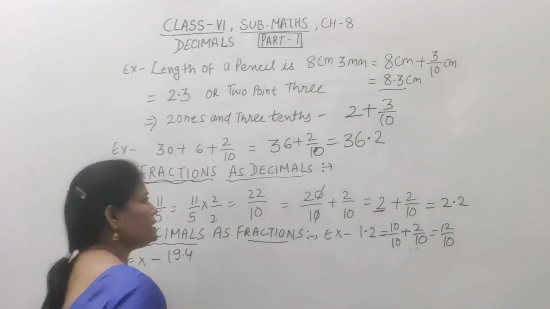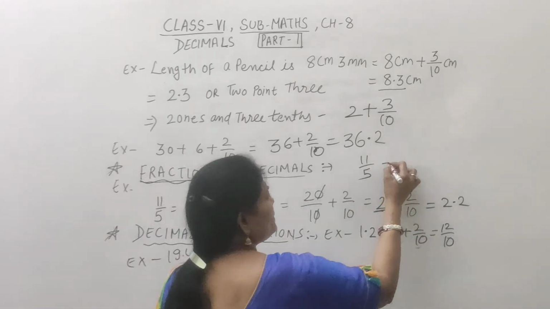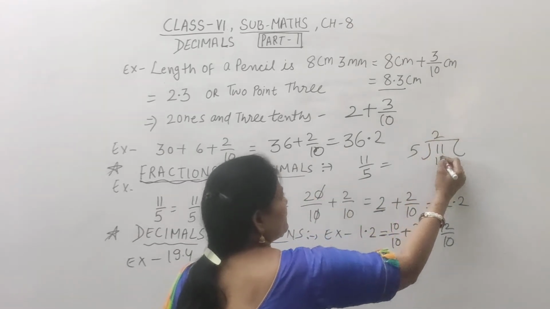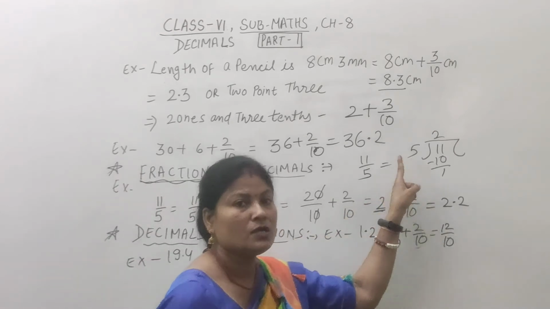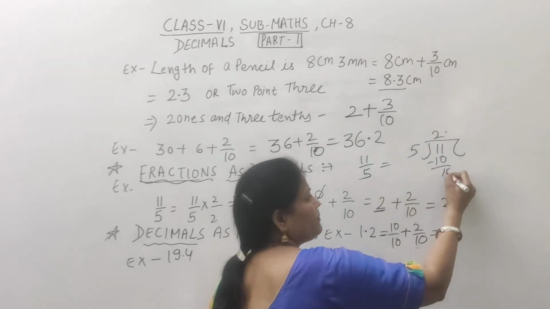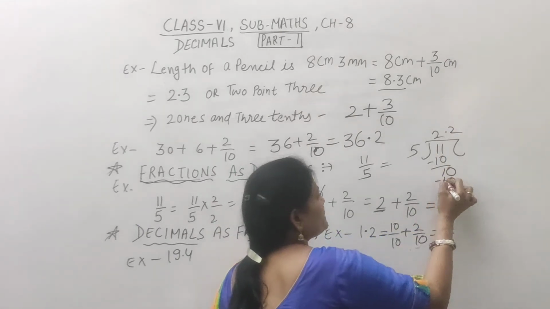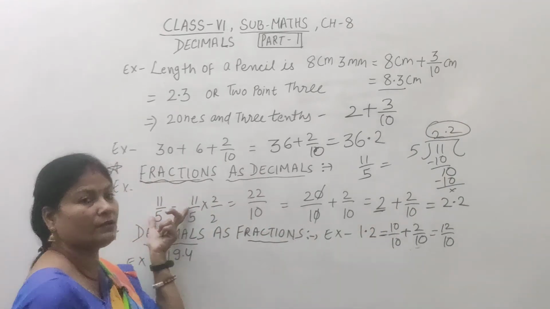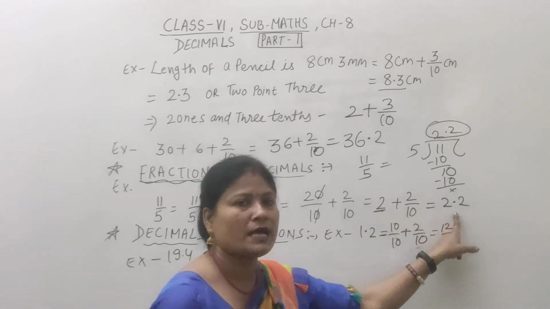If I do it directly, how can I do it? If 11 upon 5 is given to you, in simplest form we will divide 11 by 5. 5 2s are 10, 1 is remainder. Now what will we do? Because the remainder is less than the divisor, we will put a decimal here and a decimal in the quotient, and in the remainder we will put 0. So 10 is there, 5 2s are 10, 10 minus 10 is 0. It means 11 upon 5 equals 2.2. 11 upon 5 as a fraction, 2.2 as a decimal.